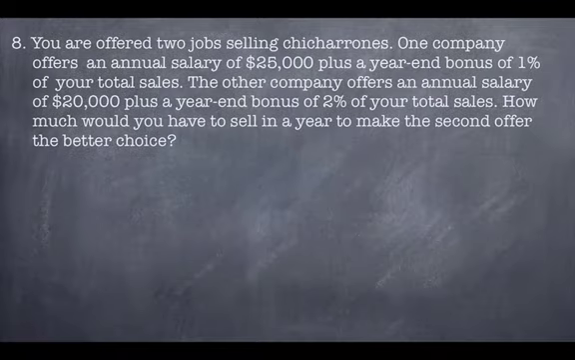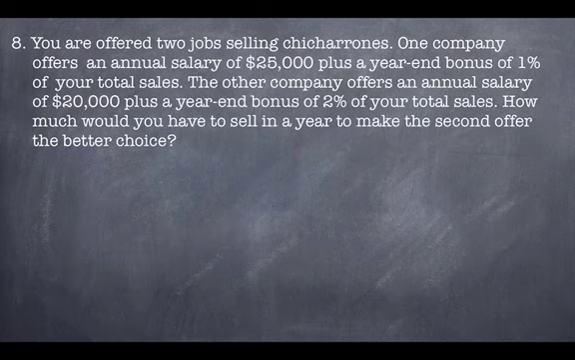Here's number 8. I know some of you are going to enjoy this last problem. Here we go. This is what it says. It says you are offered 2 jobs selling chicharrones. One company offers an annual salary of $25,000 plus a year-end bonus of 1% of your total sales. The other company offers an annual salary of $20,000 plus a year-end bonus of 2% of your total sales. How much would you have to sell in a year to make the second offer the better choice?